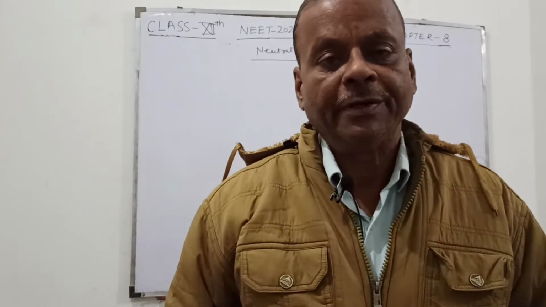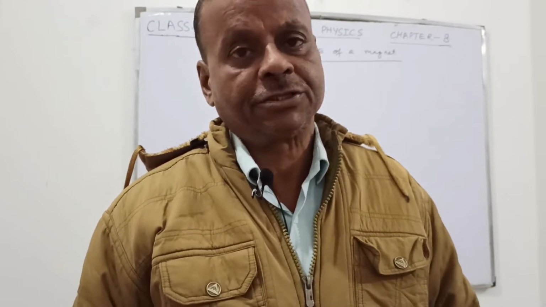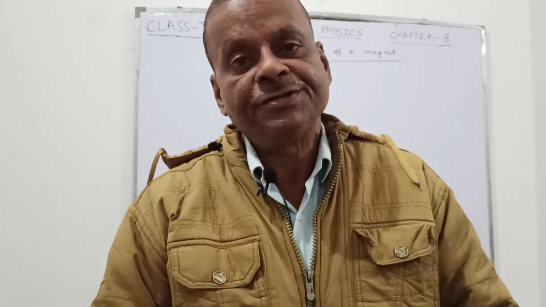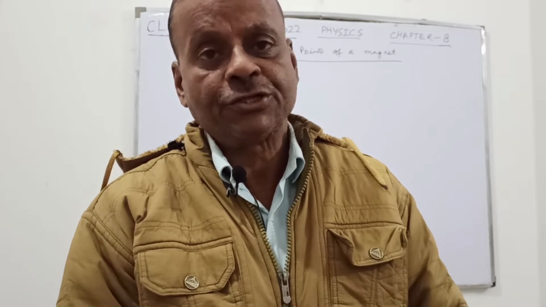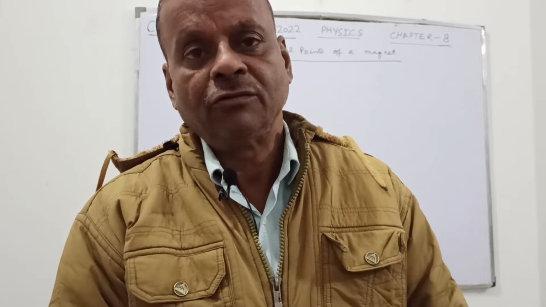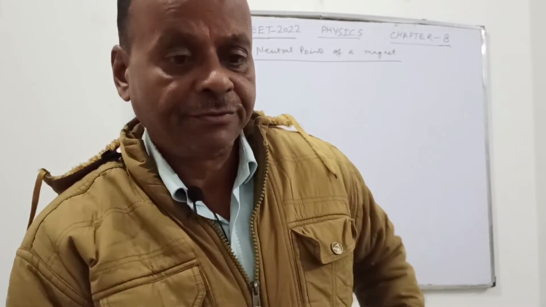Class 12th, I will take the neutral points of the magnet. As the name suggests, the neutral point means that there must be two magnetic fields which should be balanced at these points so that the resultant magnetic field is zero. Then these points are called the neutral points.